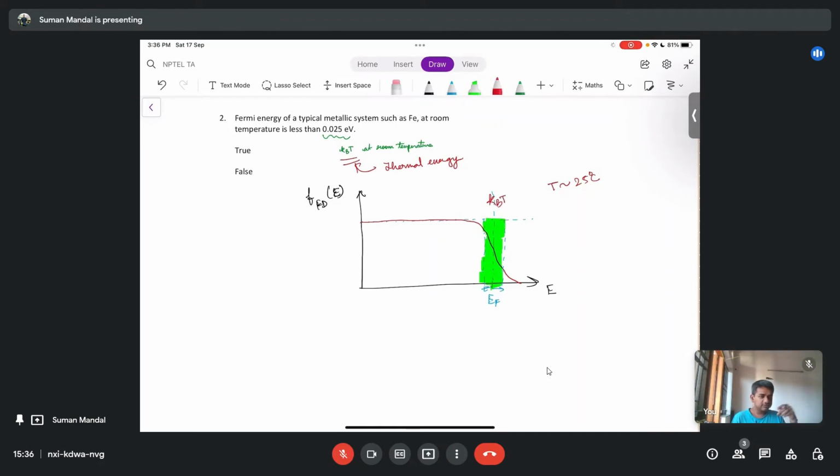Is that clear? If you remember when we talked about the CV, we said that we apply energy to the system when the temperature increases. At a certain temperature, we need not apply external energy. Just because of temperature, there is an energy, which is called the thermal energy. So the question is, what is the value of EF and the KBT?